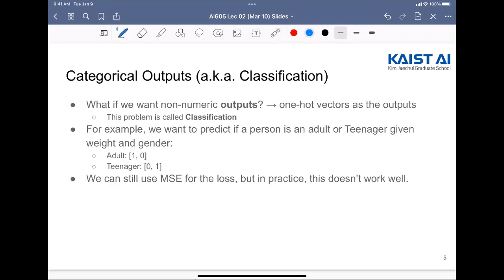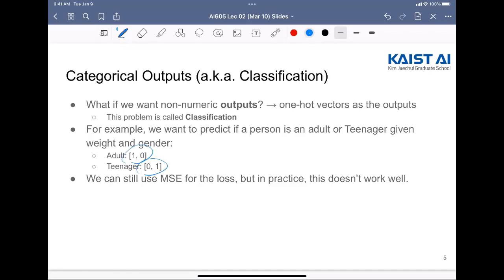And so let's suppose that now, instead of trying to predict the height, we want to predict whether a person is an adult or teenager, given the weight and gender. Then we can do the same thing. We can say adult is 10, right? 10, and teenager is 01.